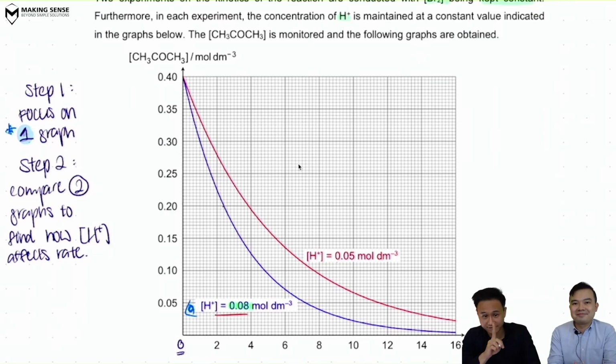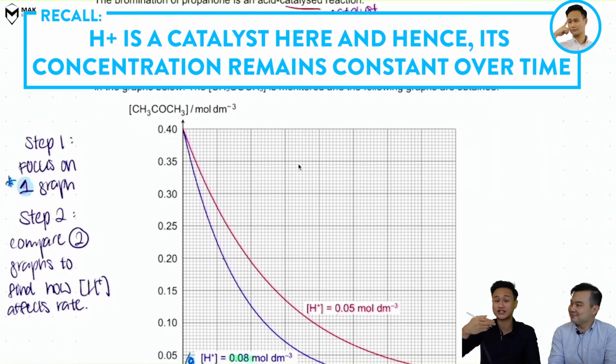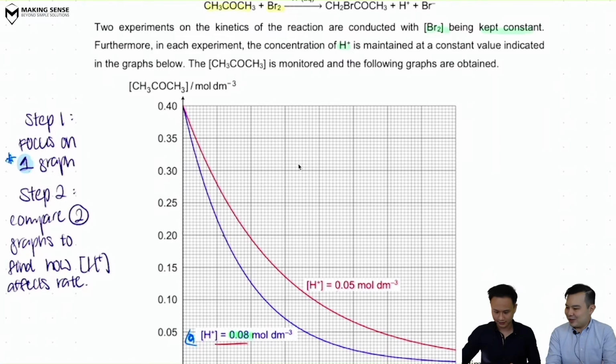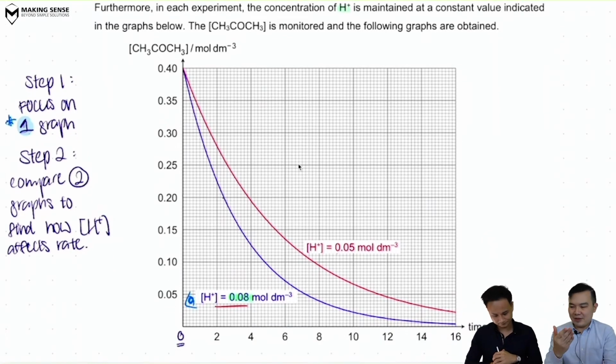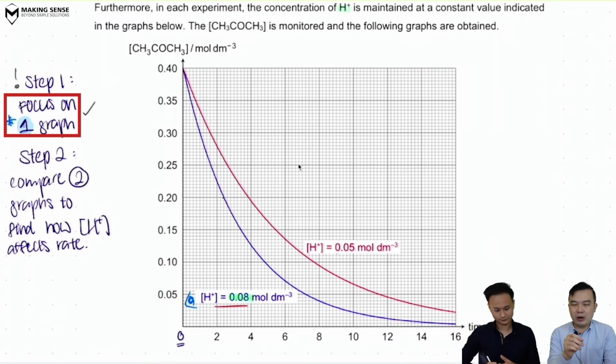Well, recall your definition of what a catalyst is, because H plus is a catalyst, right? It can be easily regenerated. It can be reused in a reaction. The concentration of catalyst does not change with time. Remember? Nice. Okay, so it makes my life a lot easier. I just have to look at one graph. Whenever we do this kind of graphs, we're going to focus only on one graph. Doesn't matter which one you choose, red or blue also can.